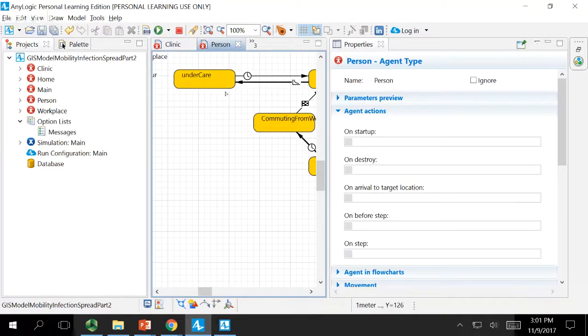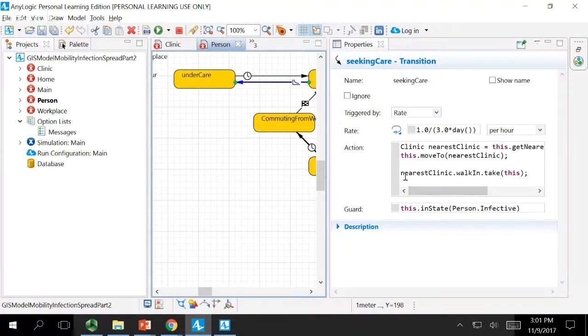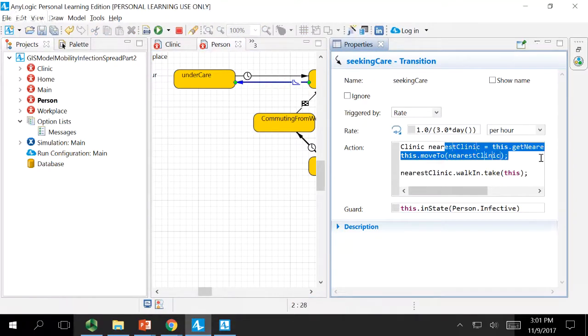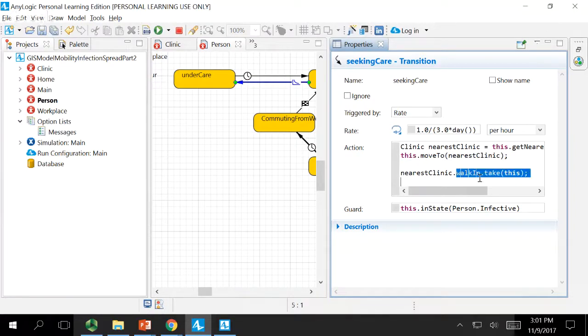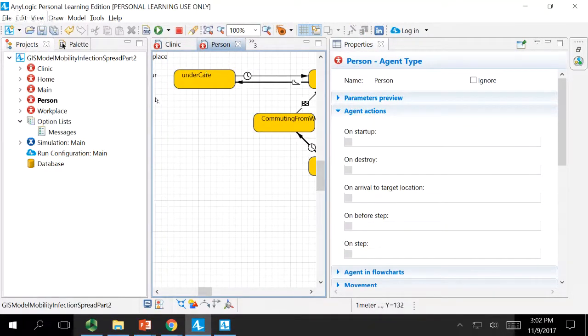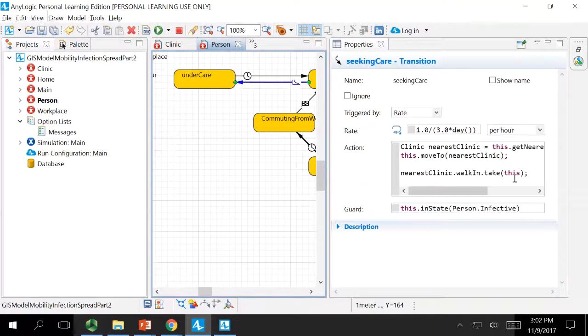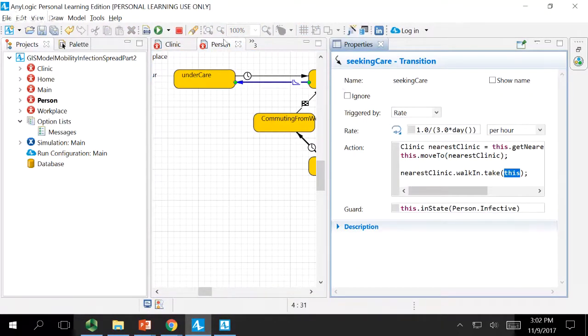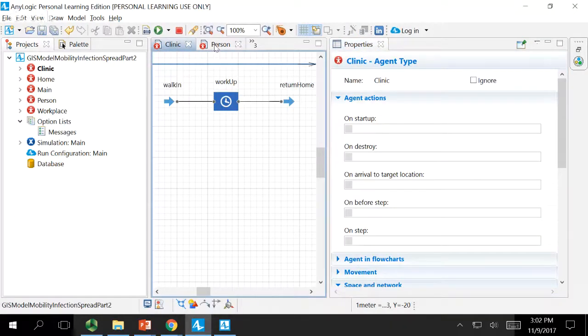Take this. Yes, and I'll explain that again. So this is getting a reference to nearest clinic, and obviously we're moving to it. Then we're saying for that clinic, this walk-in area, which is this guy here, take into that walk-in area myself. This here is occurring in person. We're in person here. This is code in person. So this is referring to the current person. Does that make sense? So it's enrolling the current person within this clinic workflow.